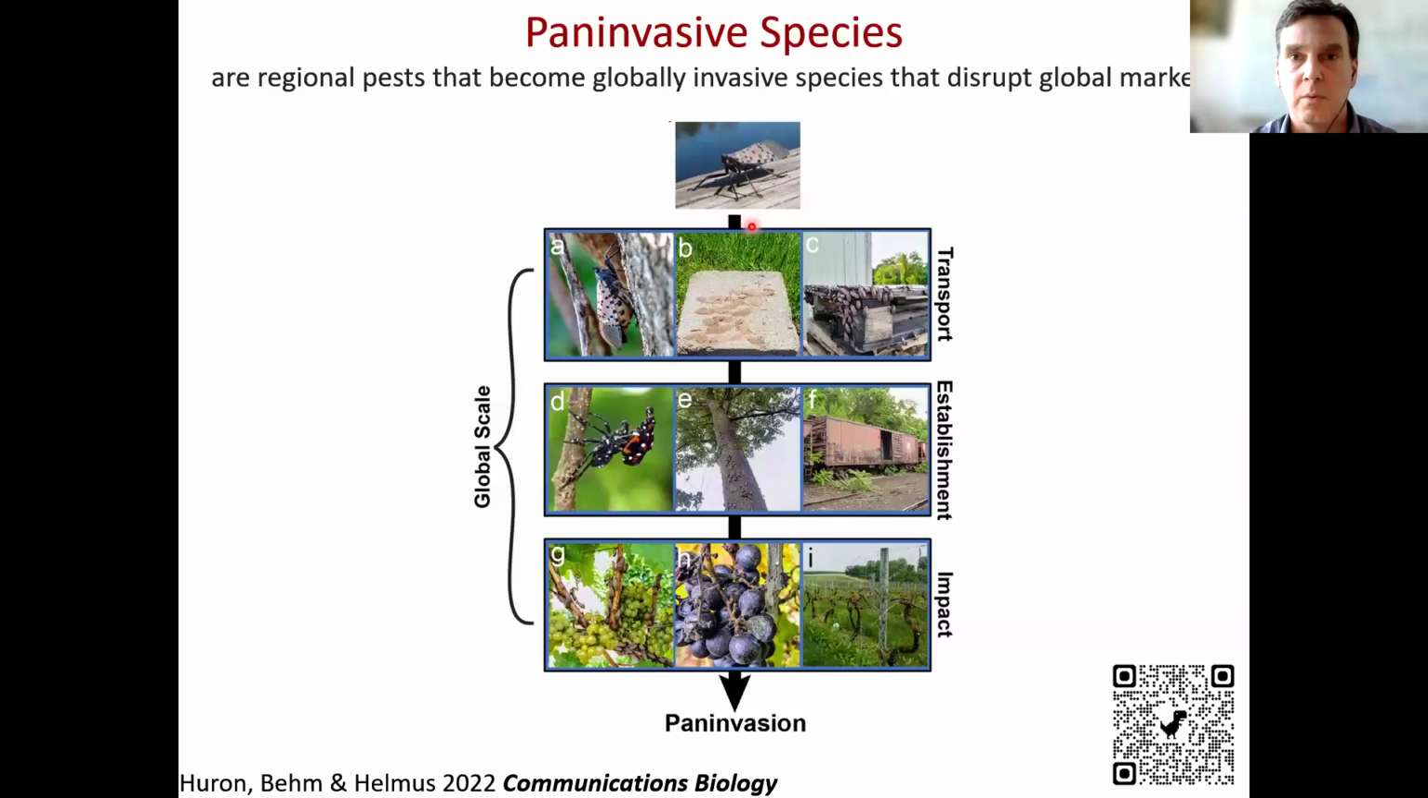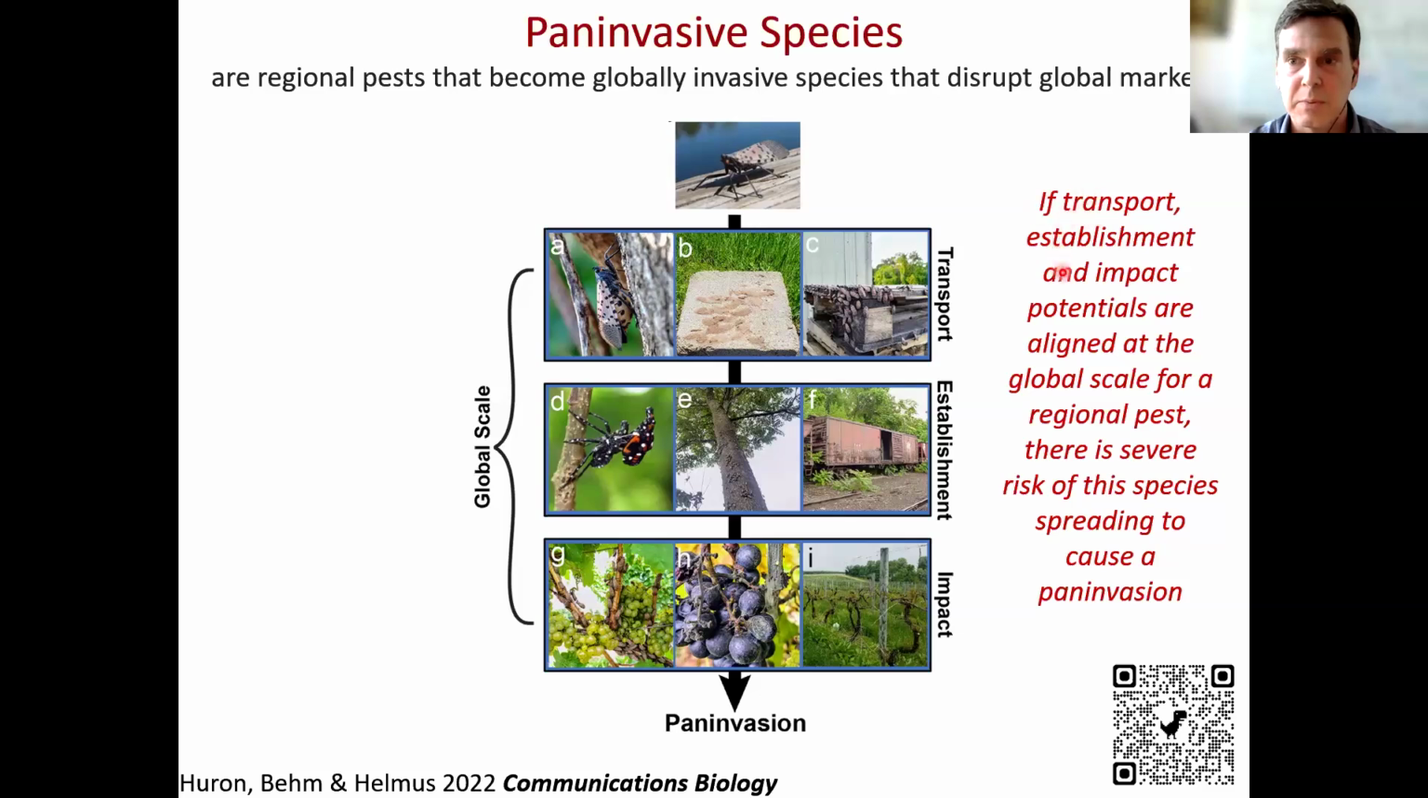And so what we develop, or what we argue for, is that if we think about some species as being potentially pan-invasive species, these species can be defined as regional pests that then become globally invasive species that go out and disrupt global markets, just like a pandemic-causing pathogen would. And so if transport, establishment, and impact potentials are all aligned at the global scale for a particular species, just like what you would see with a pathogen that might cause a pandemic, then there's a high risk of this species spreading and causing a pan invasion. It's causing these global market shocks or global market effects. And so we're going to address this question of, for Lanternfly, could it shock the global wine market?